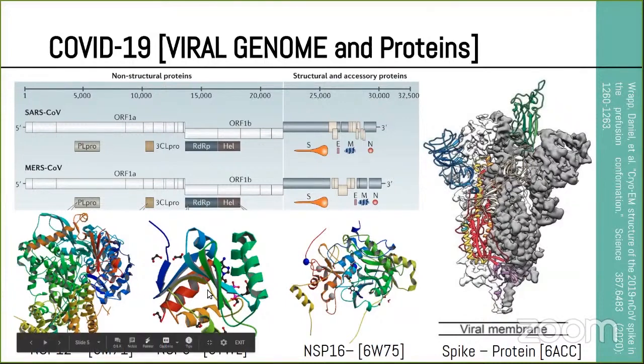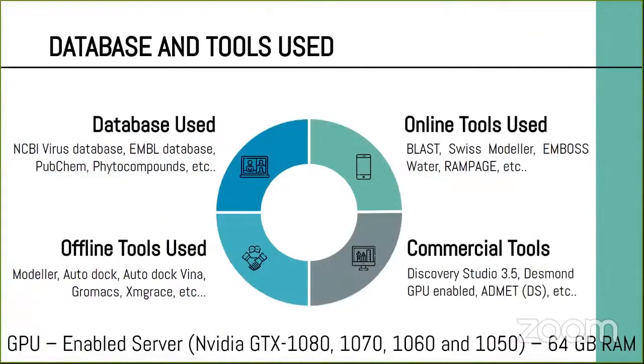Next is the NSP3 structure and the NSP16 structure. Each and every protein structure is available nowadays. But when we started the project, there were not many protein structures. So in our project, we used some databases, online tools, offline tools and commercial tools. We performed all of these.